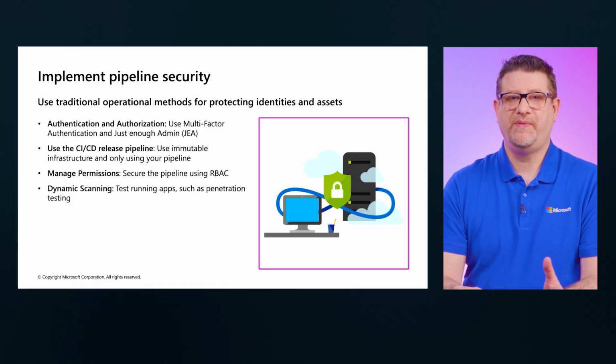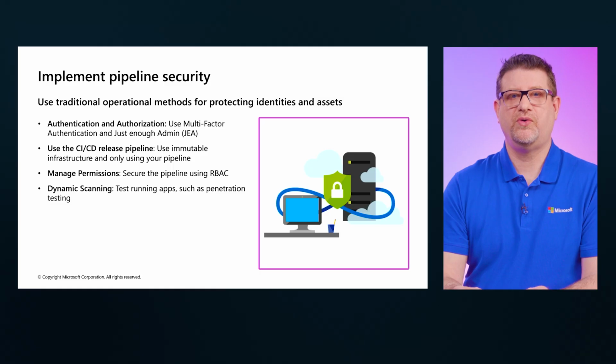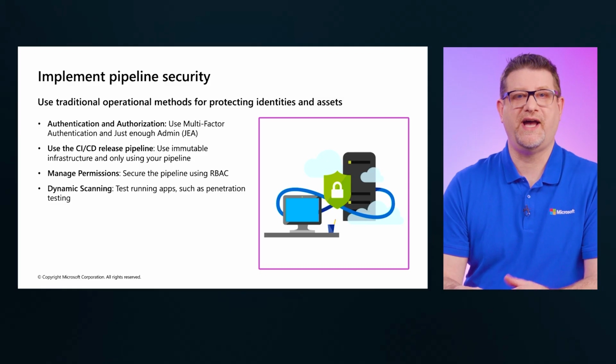pipeline. The pipeline itself should use an immutable structure, meaning changes are made only through the pipeline, making everything traceable and repeatable. Dynamic scanning, such as penetration testing, helps catch vulnerabilities in running applications before attackers do.